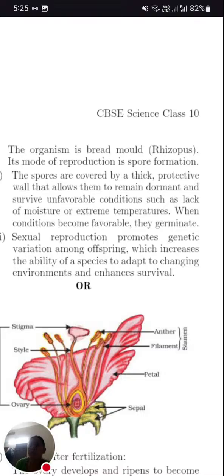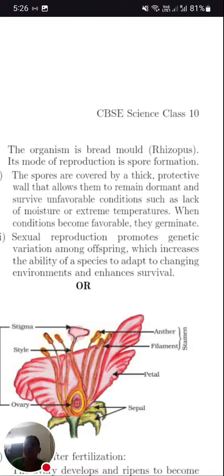What is an unfavorable condition for the bread mold? If it has a hot temperature, that is an unfavorable condition. At that time the spores will remain inactive, and once it gets moisture, then the sporangium will burst and it will have the asexual mode of reproduction. So unfavorable conditions are such as lack of moisture and extreme temperature. When the conditions become favorable, they germinate.